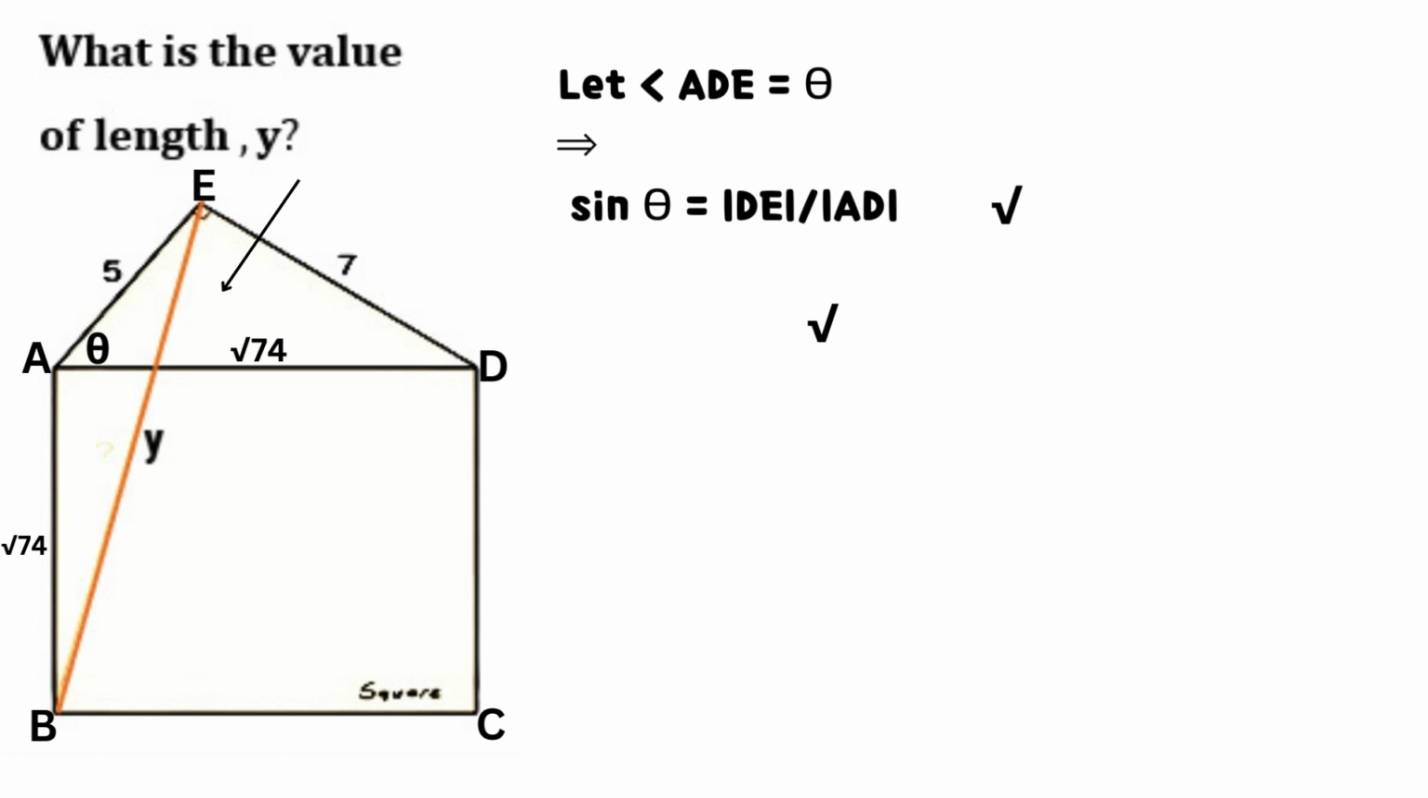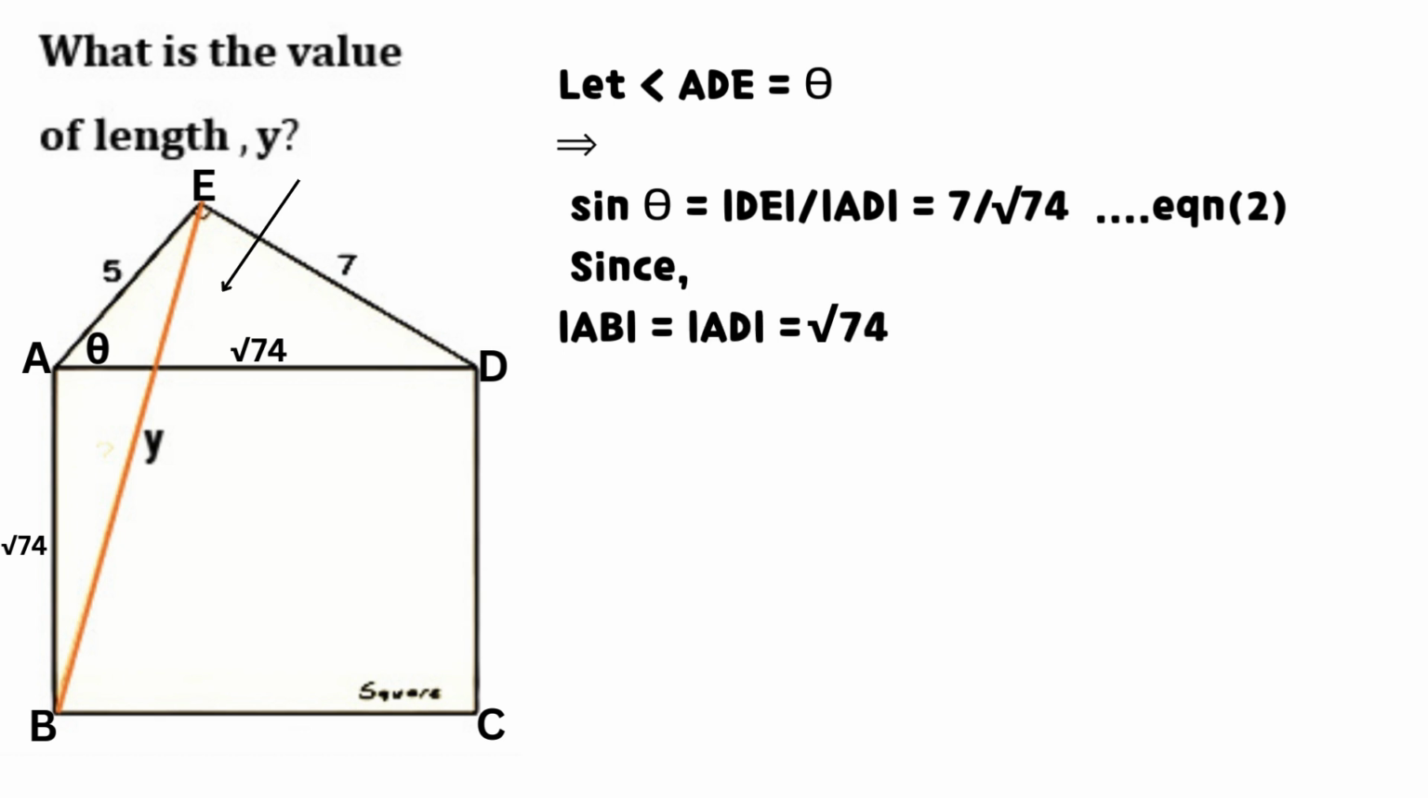Let angle ADE equal theta. It signifies that sin theta equals line DE divided by line AD, which equals 7 divided by the square root of 74. We call it equation 2. Since line AB equals line AD, which equals the square root of 74. This is because the side lengths of a square are equal.